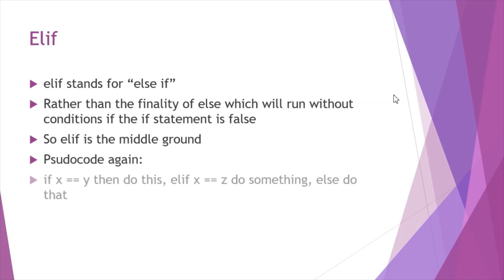Pseudocode again. If x is y, do this. Elif x is z, do something else. Else do that. So if this isn't true and this isn't true, it'll finally do the else. If one of these is true, it will not run the else.